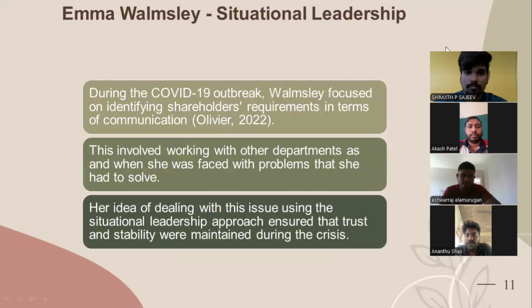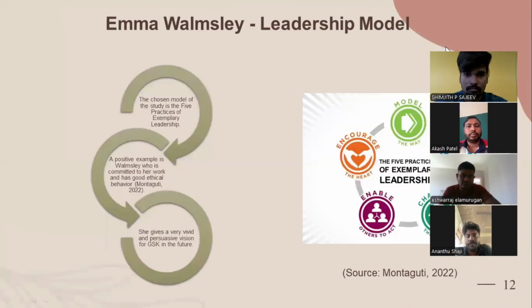The Emma Walmsley leadership model. In the case of the five practices of exemplary leadership model developed by Kouzes and Posner, the process is applicable to the case of Emma Walmsley. The model's elements were considered when handling the work and dealing with team members, and in the process of creating visions that would be acceptable to the people at GSK. Going for next slide.